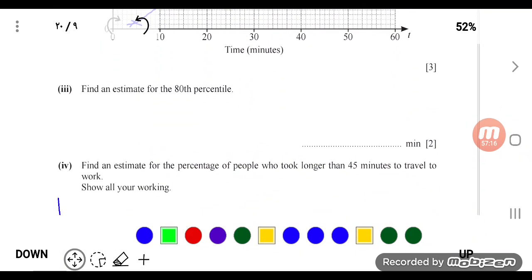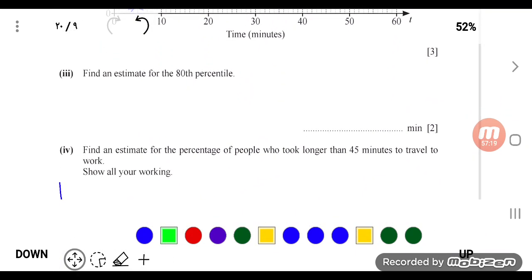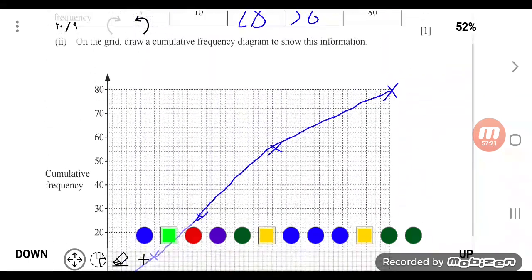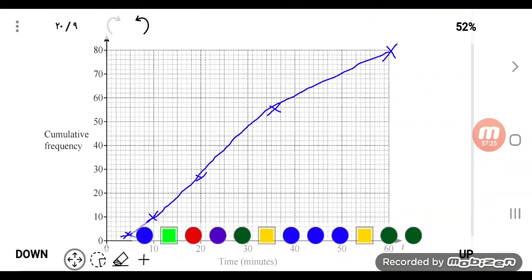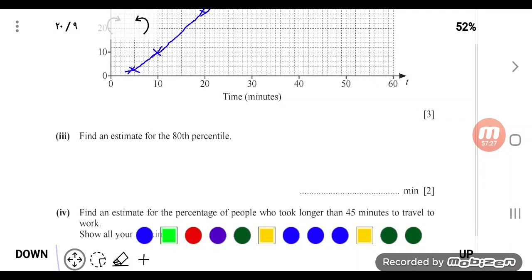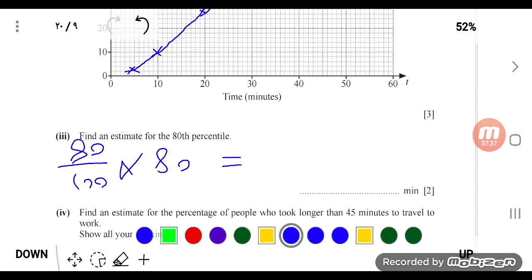Next question. Find an estimate of the 80th percentile. Okay, you take the highest point on the graph, which is 80, and then you multiply it by 80%. 80th means 80%. So 80% times 80, you get 64. Then you go to 64 on the y-axis.